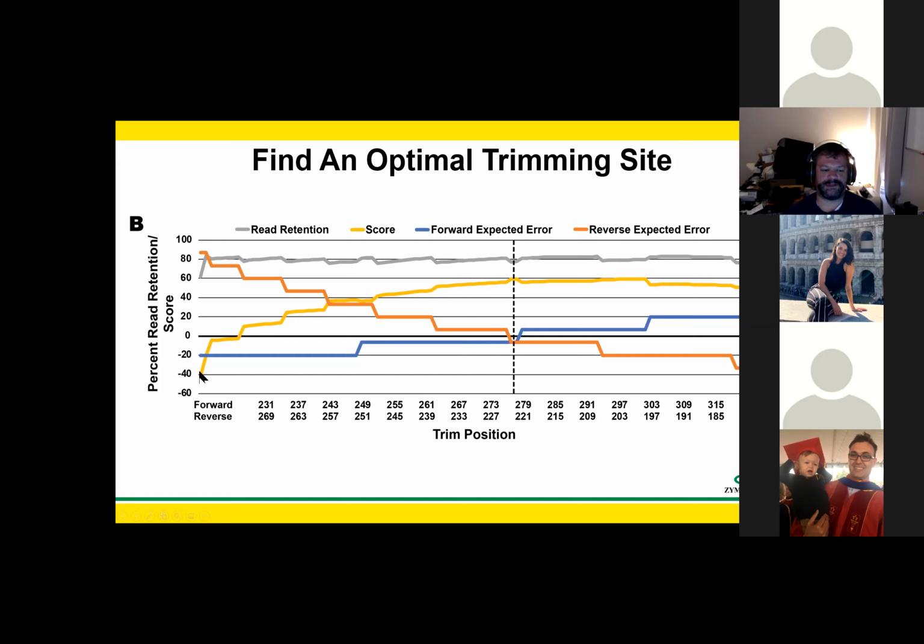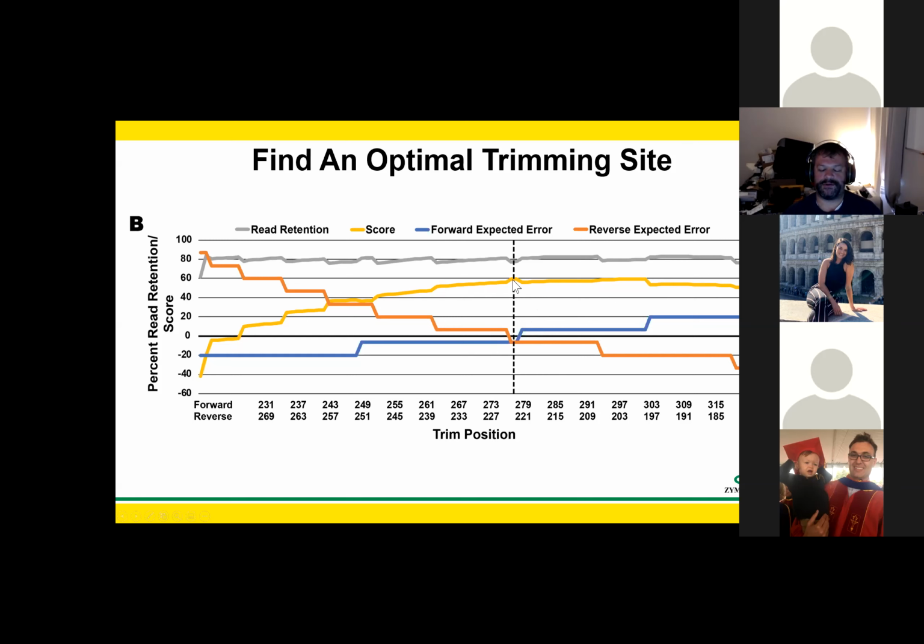And then the last thing we see here is this yellowish line, and this is the score that combination of trimming parameters gets. The combination is a forward read trim site, a reverse read trim site, and a forward expected error and a reverse expected error. You're going to see this combination show up a little bit later for something very important.